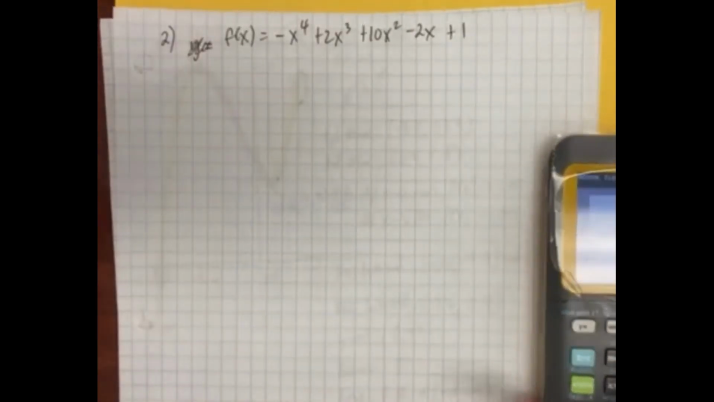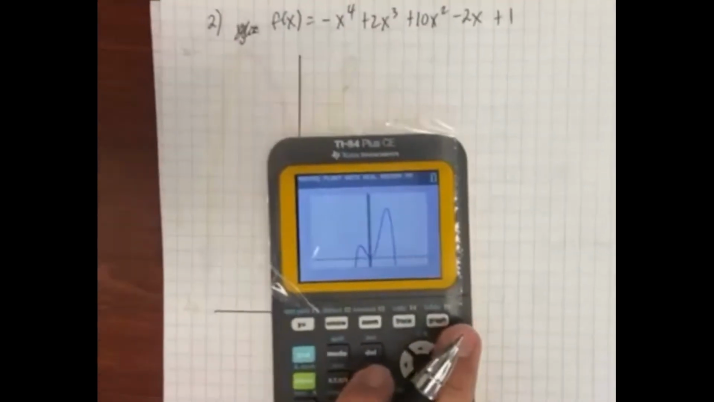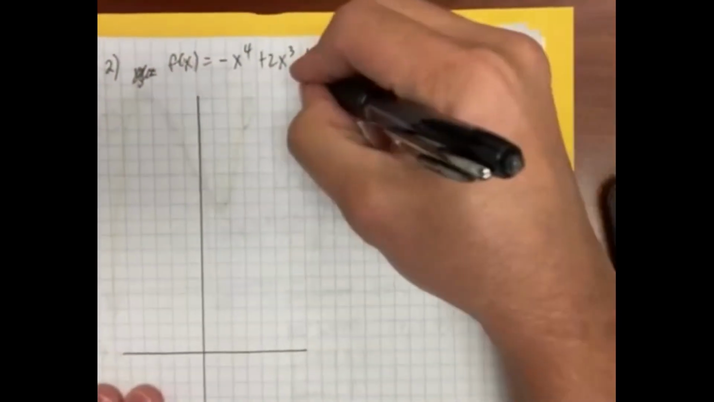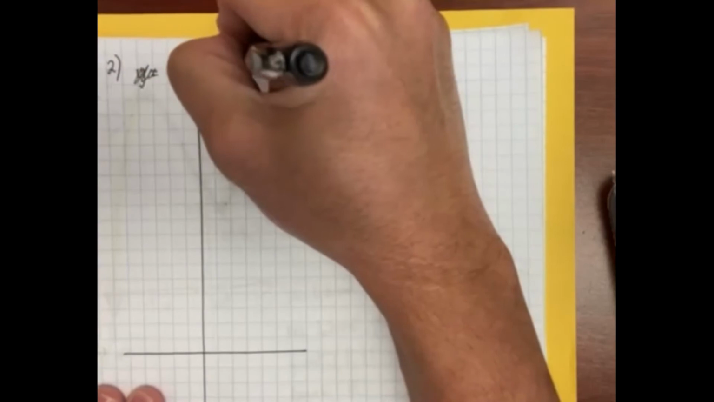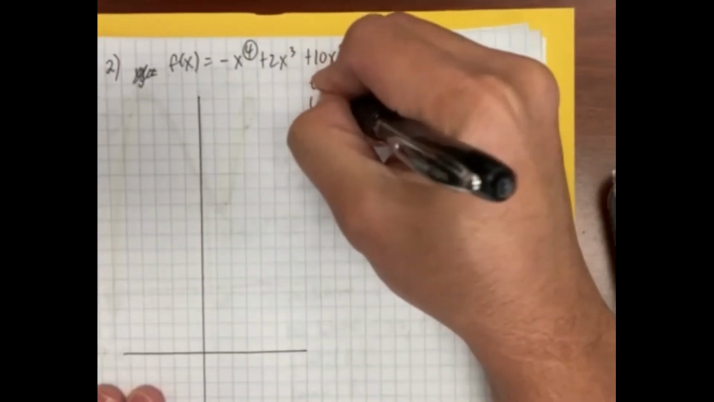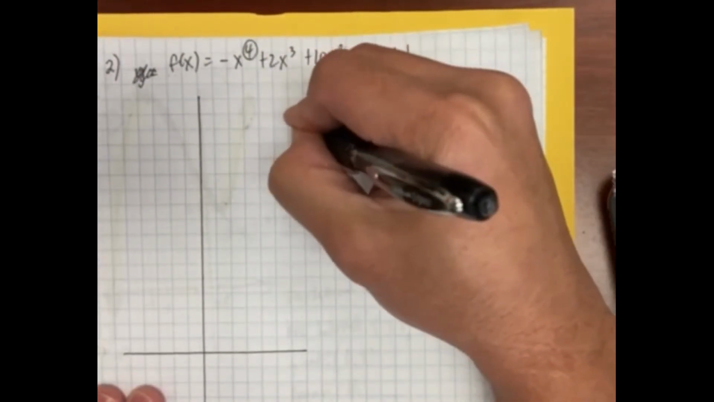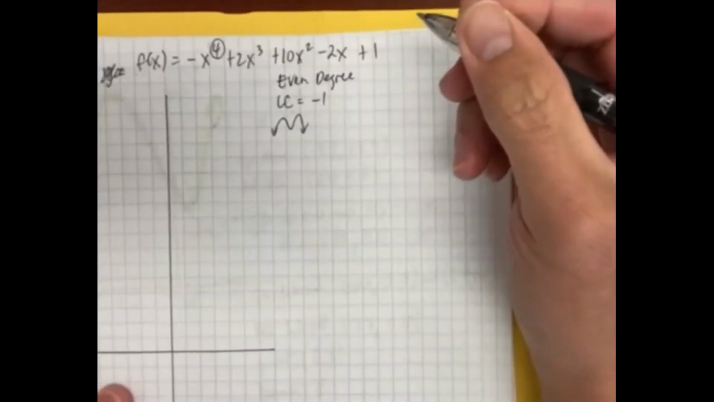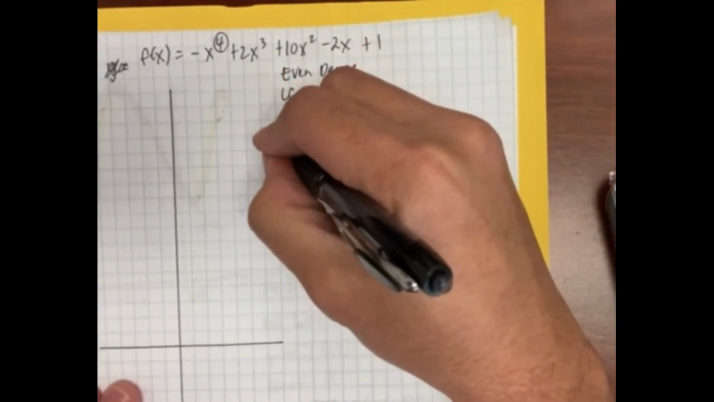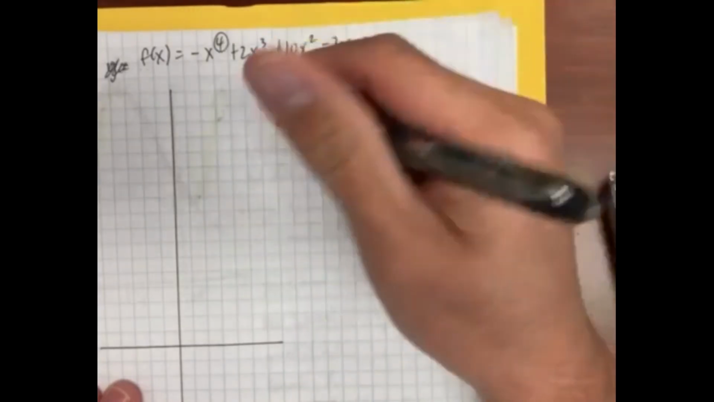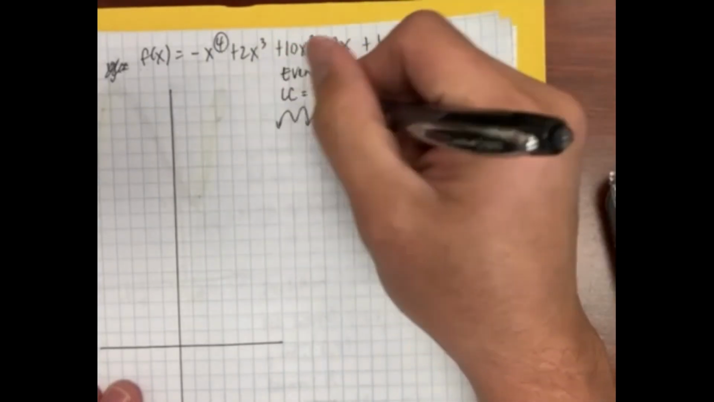So let me draw. I know here that it's an even degree because the degree is fourth. The leading coefficient is negative. That's why they're both pointing down, right? If they're both pointing down, we can say that our graph is falling on the left and right side.